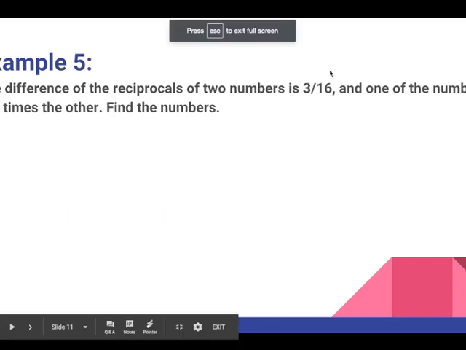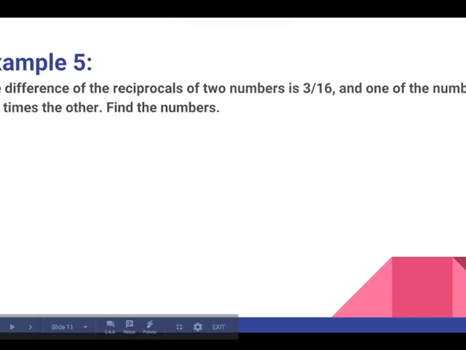So this one says that the difference of the reciprocals of two numbers is 3 over 16, and one of the numbers is 4 times the other. Find the numbers. So again, the only difference here is that we're still using the same numbers, but they aren't necessarily positive. So this is going to be a lot like example 3. So go ahead and somebody please click the pause button, and then when you guys are ready to check your work, go ahead and click play.